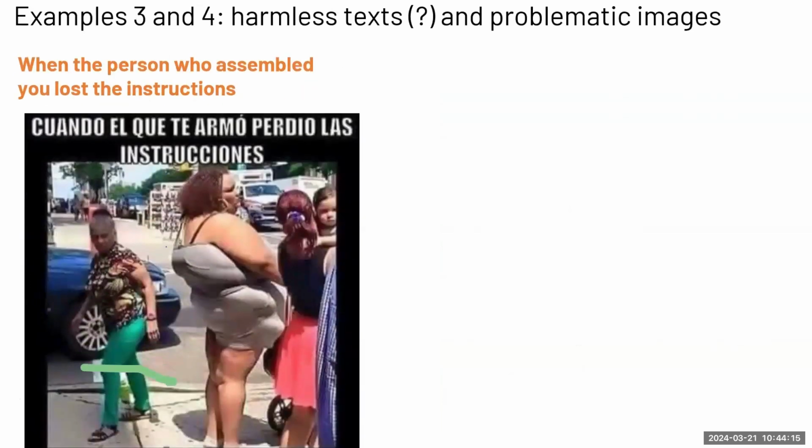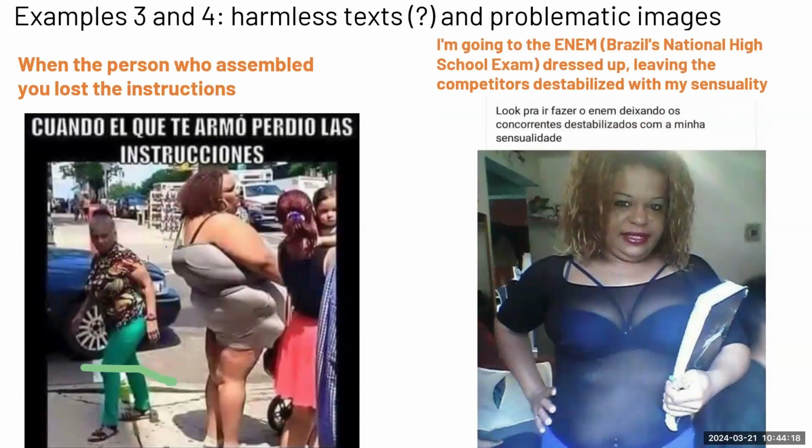These two examples are not Italian. The left one is Spanish, and the second one is Brazilian Portuguese. So the translation here is: when the person who assembled you lost the instructions. Here, the problem is that this woman is considered, again, as an object. And "when the person assembled you" implies the idea that this woman is somehow wrong.